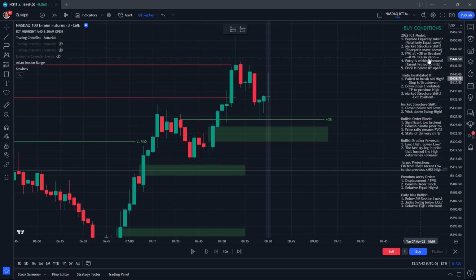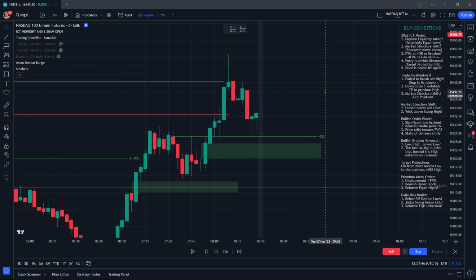So then we'll try. It also says an inversion fair value gap is valid as well. So we could be looking at this here as a potential inversion fair value gap, if price closes above there, then comes back into it.